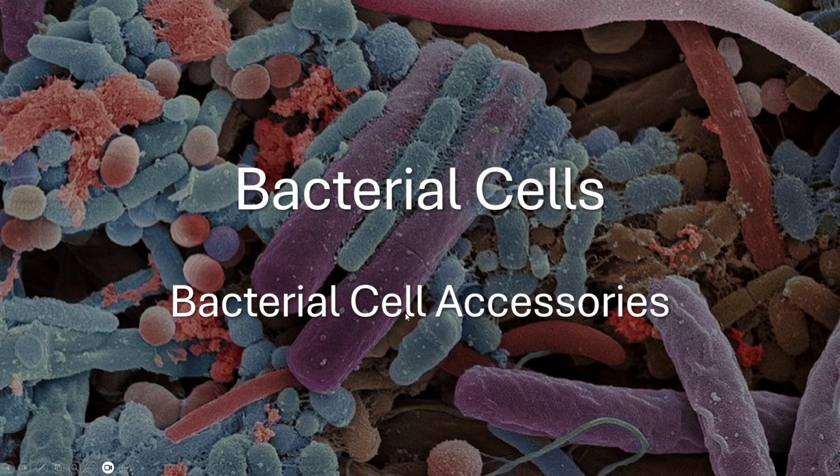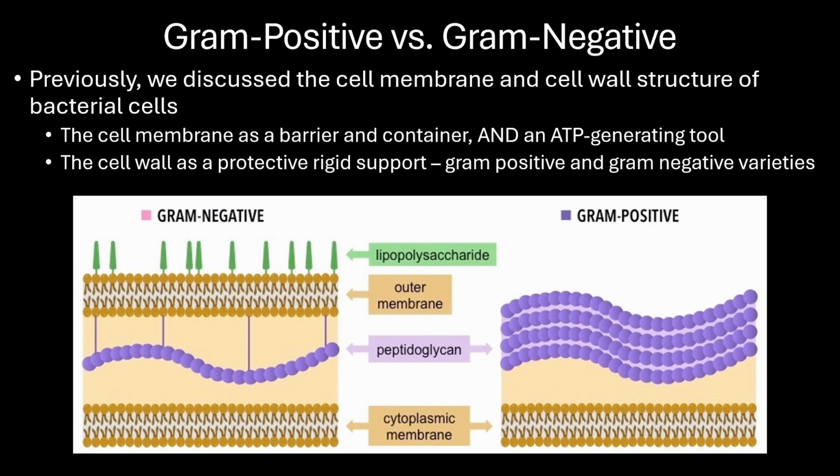Hi everyone, welcome back. So previously we talked a lot about cell membranes and walls for bacterial cells. We explored cell membranes as this barrier and container for the cell and as this really important tool for generating ATP for those cells. And then cell walls being this very important structure that gives rigid protective support and also exhibits some significant variation from one group to another between gram-positive and gram-negative varieties.